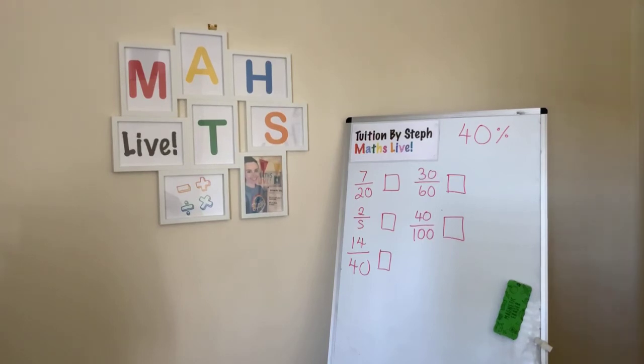Brilliant, yeah, and that last question, I can see that some of you did it as just the decimal, some of you just did the fraction. That's why I showed you both, in case you did it different ways. That's absolutely fine. So take the fractions that are equal to 40%.